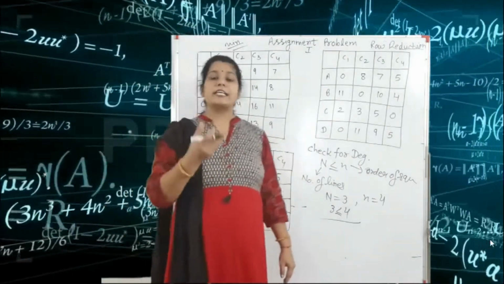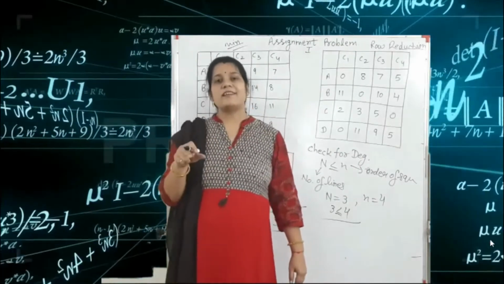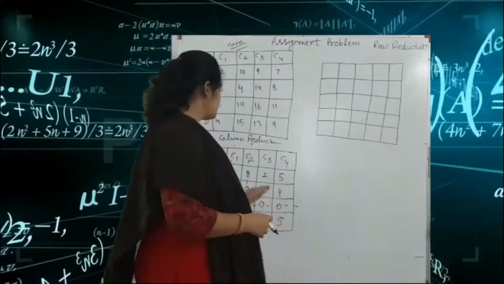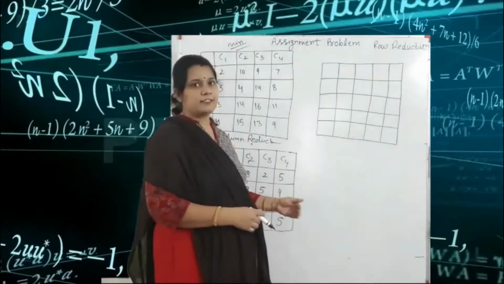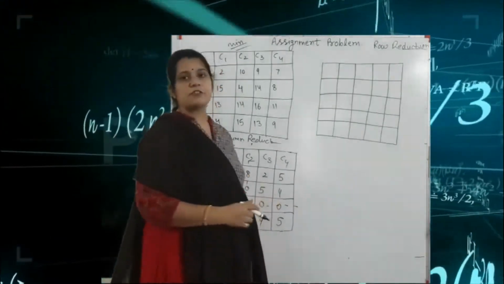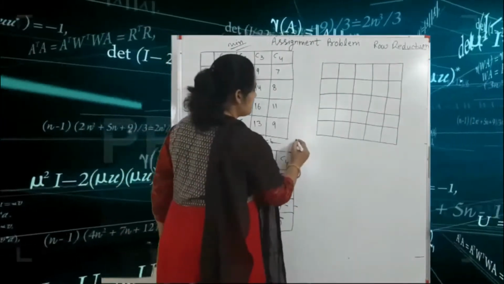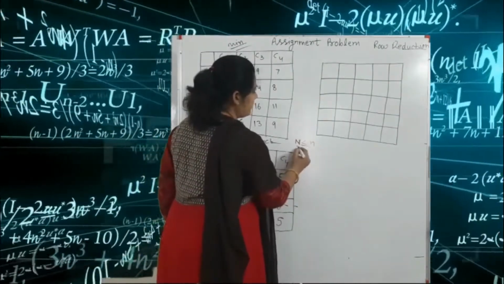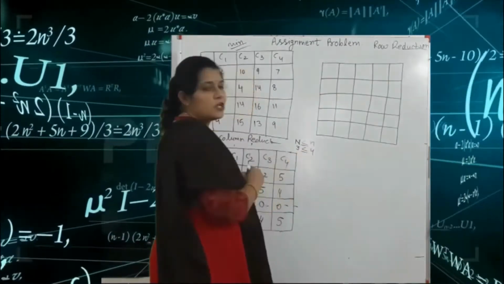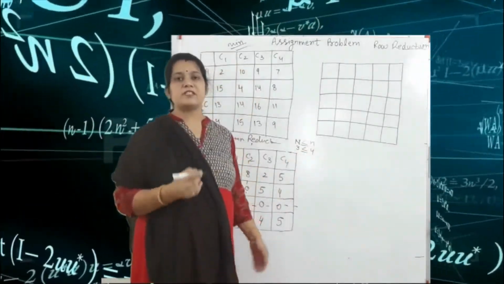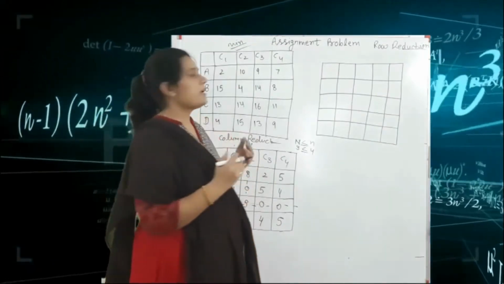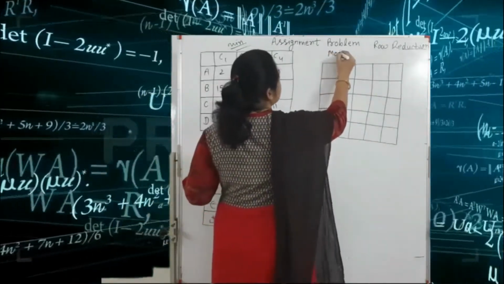After that, again we try the horizontal lines and vertical lines. This is for degeneracy. Here capital N is less than or equal to small n, that means 3 less than or equal to 4. So this is for degeneracy, so we make a modified matrix.